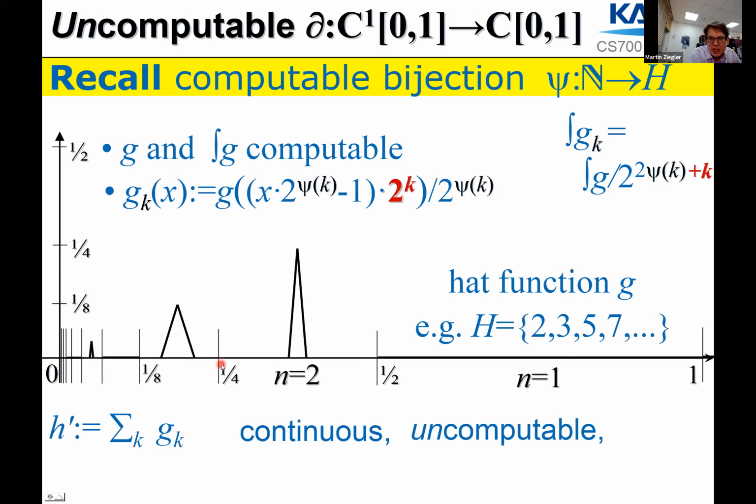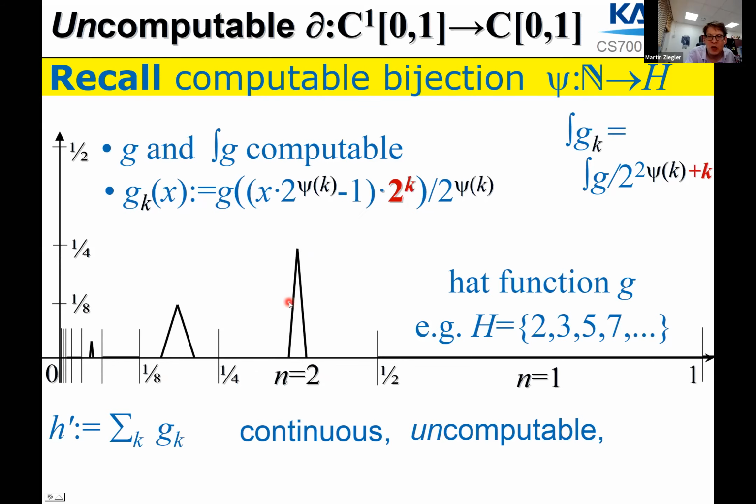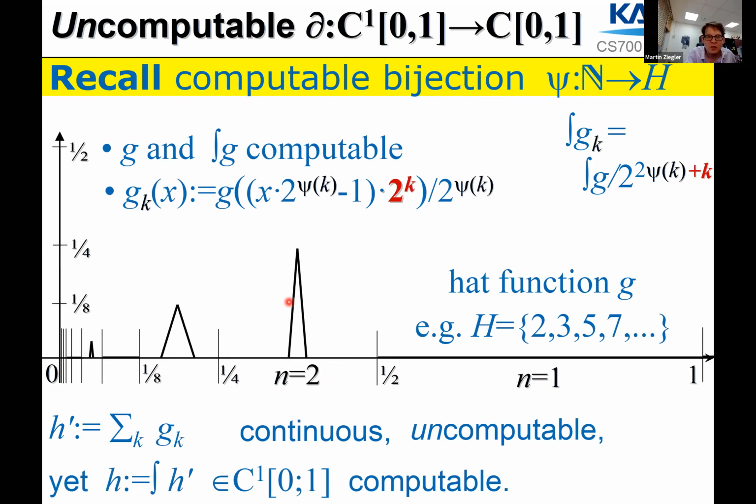So this function is still continuous, right? The height of the head tends to 0 as previously, and it's still uncomputable because basically at the interval midpoints, the values have not changed. The values at the interval midpoints, which allow us to recover the solution to the discrete halting problem, have not changed. But now let's have a look at the integral of this uncomputable and continuous function. The integral, the indefinite Riemann integral, is computable.